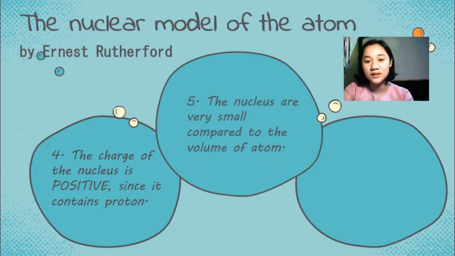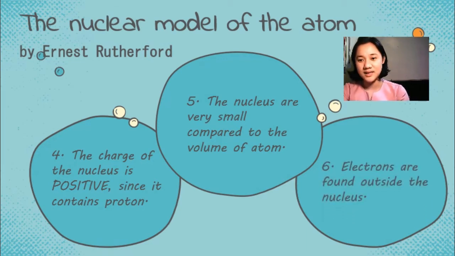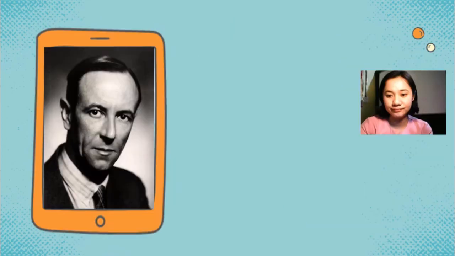Fifth, the nucleus is very small compared to the volume of the atom. It is very tiny, just a dot compared to the actual size of the atom. And sixth, electrons are found outside the nucleus. So, the electrons are outside the nucleus, just moving around out there. So those are Ernest Rutherford's findings.